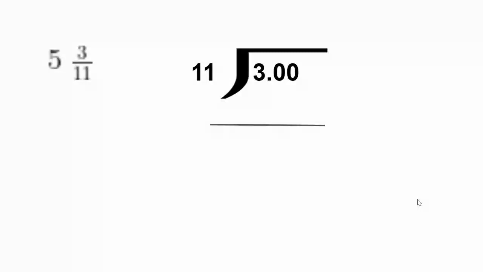Here we go. 11 into 30 sounds like 2. So I write 0.2, keeping those decimals lined up perfectly. 2 times 11 gives me 22. I subtract, right? Now you've got to subtract that 22. That gives me 8. One more division to go, so I just bring down that 0. Bringing that down, 11 into 80 sounds like 7. 7 times 11 is 77.